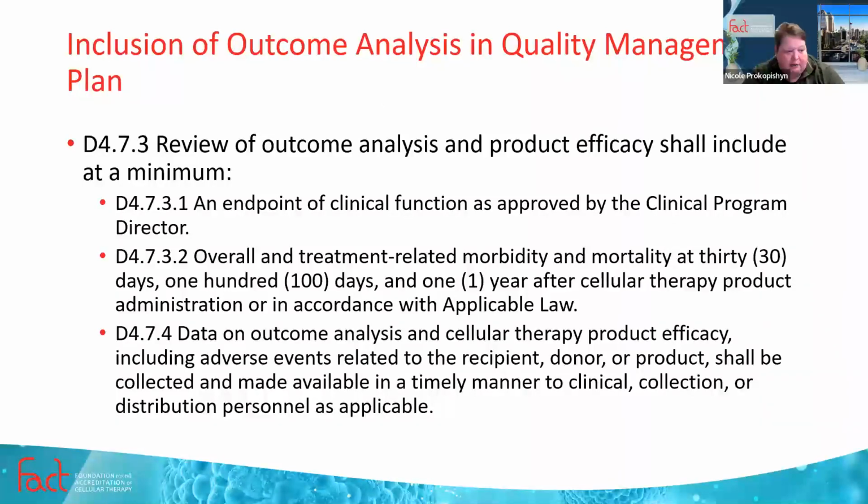Also, there needs to be review in the treatment-related morbidity and mortality at 30 days, 100 days, and 1 year after the cellular therapy product is administered, or in accordance with applicable laws. Data outcome analysis and cellular therapy product efficacy, including any adverse event related to the donor, recipient, or product, shall be collected and made available in a timely manner to clinical collection or distribution personnel as applicable. So it's really important to work with all of the other components to make sure that you're getting that information out there so it can be analyzed appropriately with people.